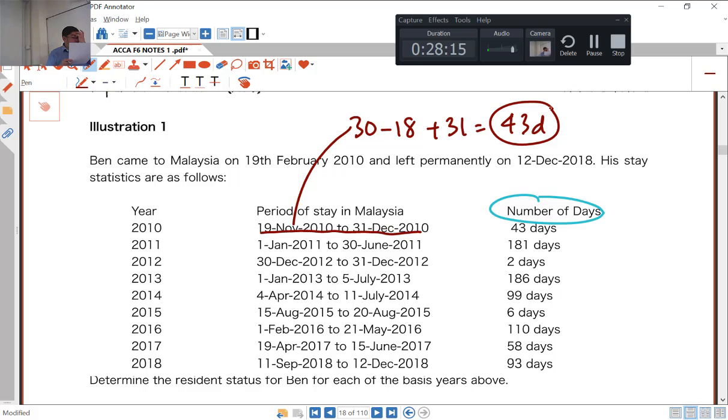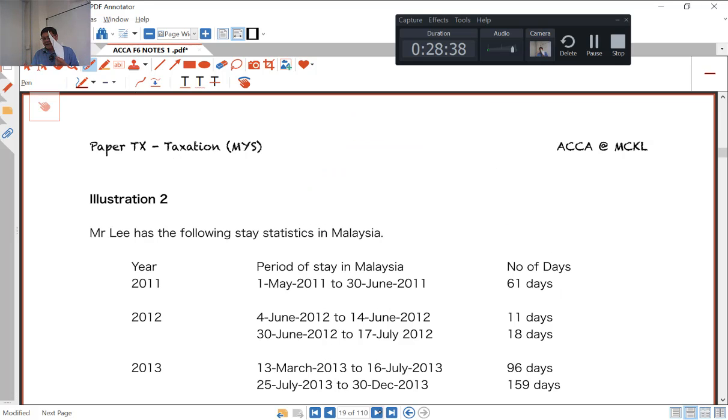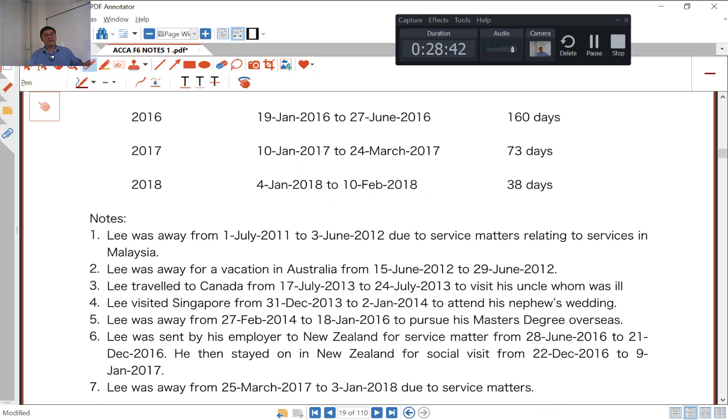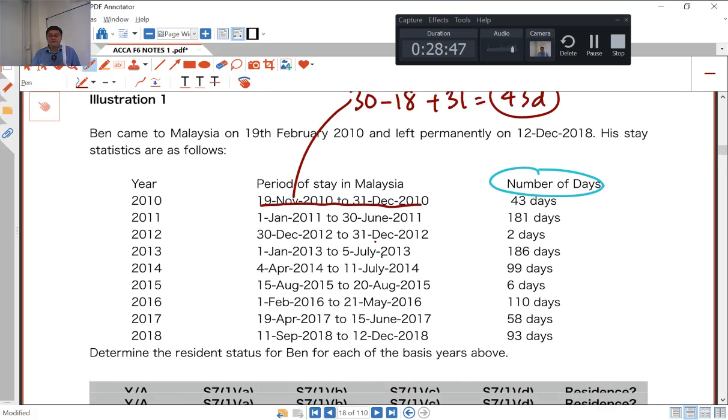Okay, so Ben came to Malaysia on 19 February 2010, and then he left on 12 December 2018. And these are his stay statistics from 2010 to 2018. I never give you any reasons why he's not in the country, so you don't have to bother with temporary absence. If the question gives you a reason, like in illustration 2, they gave you the reason that he's not in the country, then you have to take into account temporary absence. But this illustration, no, it's rather straightforward.